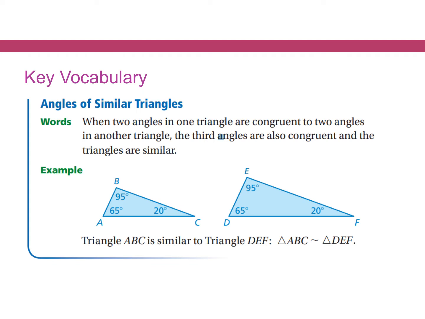If you remember, if two angles are the same, let's say the 95 and 65 on both of these, then that means the third angle has to be 20 in both because a triangle will always add up to 180 degrees. Remember too, when we're talking about similar triangles, notice that when I name triangle ABC, I go A, B, C, or I'm doing the 65, 95, 20 degree angle. You have to name it in the exact same order on that second triangle. So triangle DEF would be 65, 95, 20 as well.